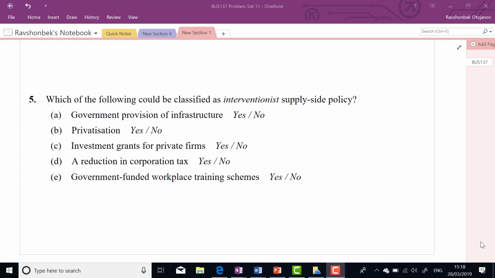But then the question here is, which one is an interventionist supply side policy? There are two types of supply side policies. Pro-market, like conservative governments are usually pro-market people. They usually implement pro-market supply side policies. Labor is usually interventionist. They usually like nationalizing. They like intervening in the economy.